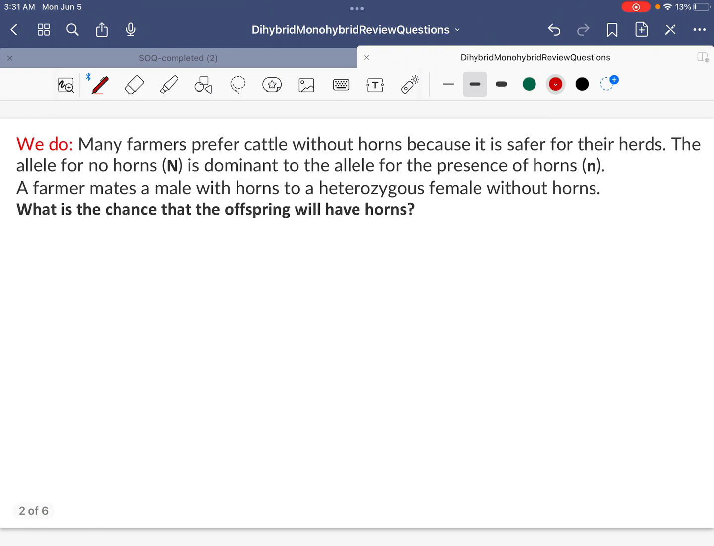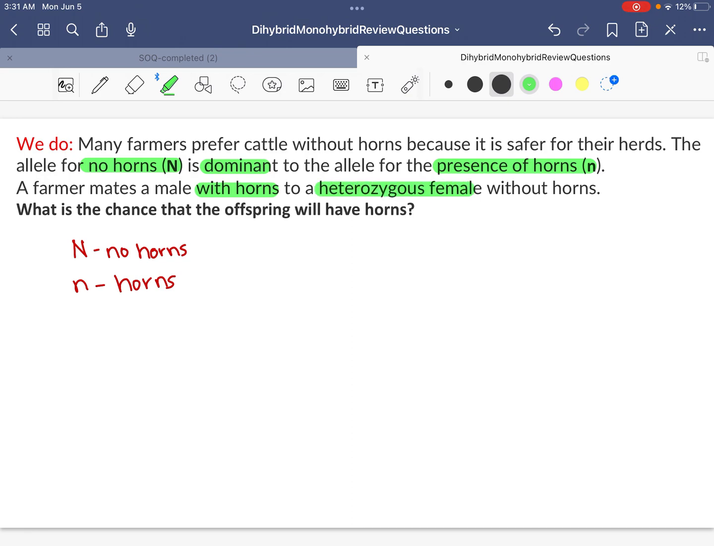For this next one, we do. Many farmers prefer cattle without horns because it is safer for their herds. The allele for no horns is capital N, which is dominant, for the allele for the presence of horns, which is lowercase n. So right now, on your own, make sure you do step 1. The farmer mates a male with horns to a heterozygous female.